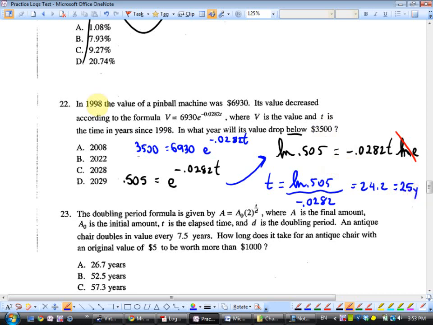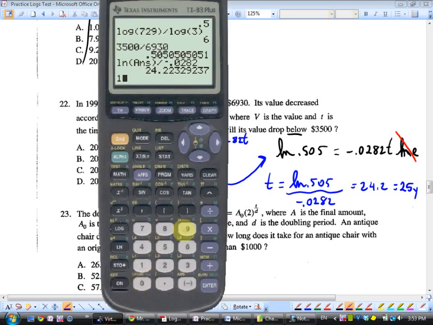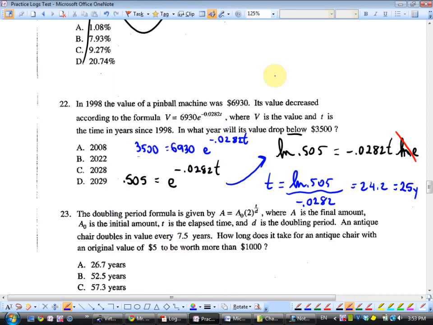Now, we started in 1998, so I'm going to add 25 years to that, and I'm getting 2023, and then I say, dope! I guess this question doesn't want me to round up. I guess it's that. I think that's silly. I think it should be 2023.